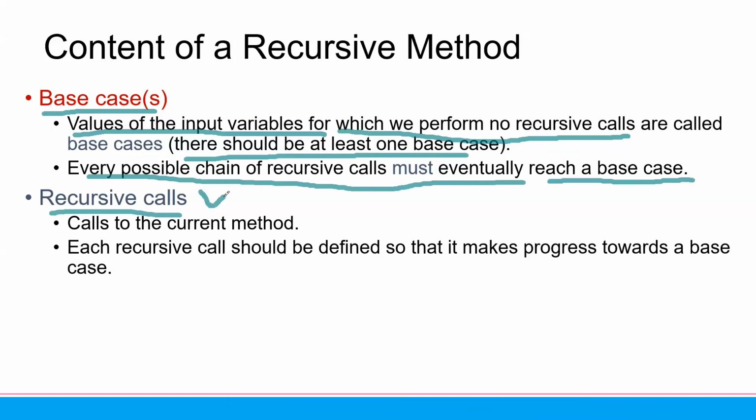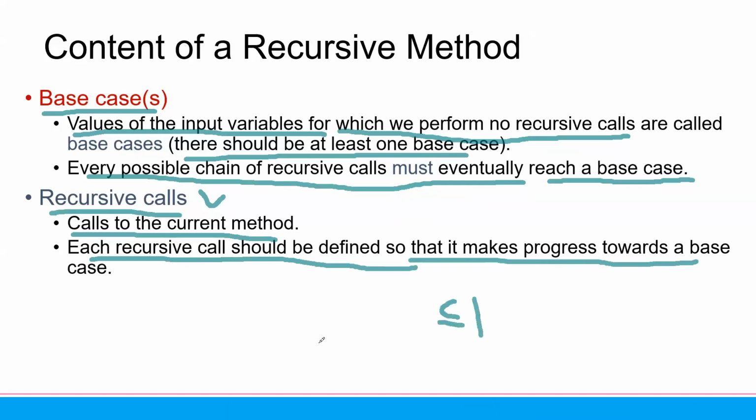Recursive calls. The recursive call means you need to call the current method. So in our example, the method name is countdown, so we will call the countdown method. That's what we call recursive calls. And its recursive call should be defined so it makes progress toward a base case. If the condition is less than or equal to 1, it means the parameter n should go toward 1.